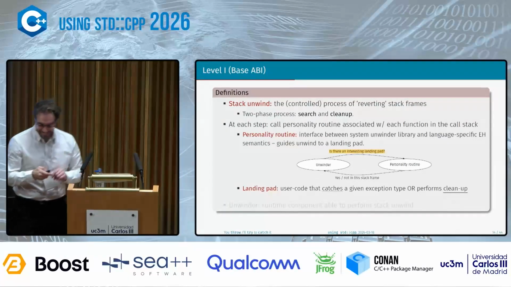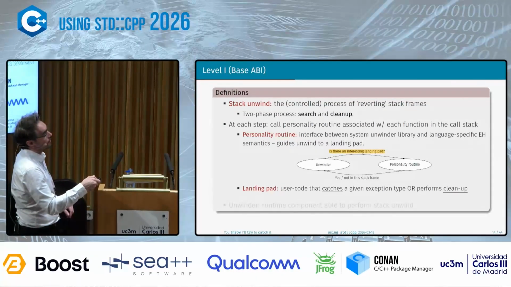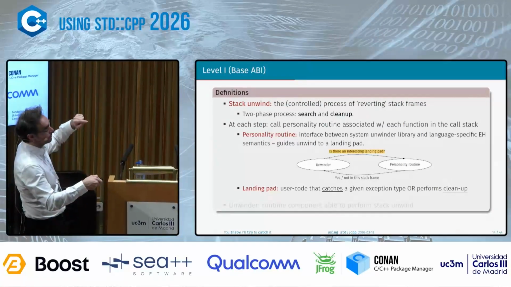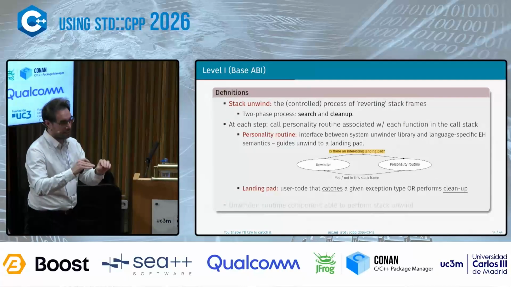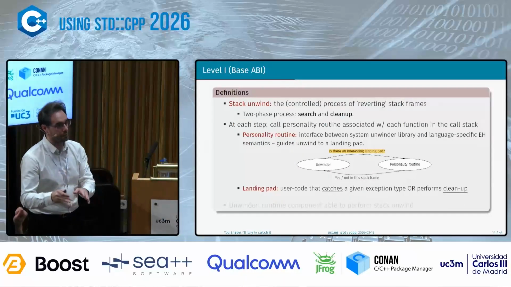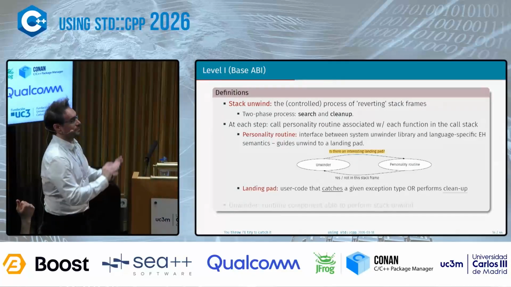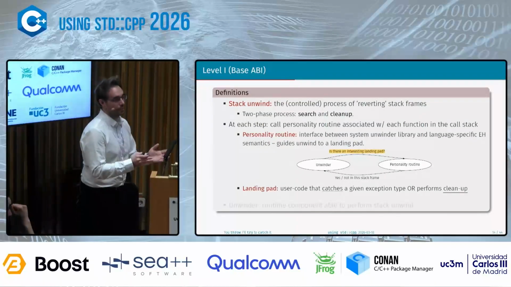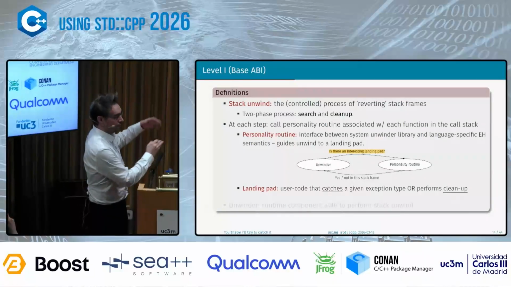And then there is this interaction between the unwinder library and the personality routine. At each step during the unwinding of the stack, it will call the personality routine, asking, okay, is there something interesting that we need to do at this stage in the stack, or can I continue unwinding? And the personality routine will tell us, yeah, there is something to do here, or no, you can continue unwinding as usual, nothing interesting. So in this sense, the personality routine is basically the interface between the language exception handling semantics and the rest of the unwinding process.